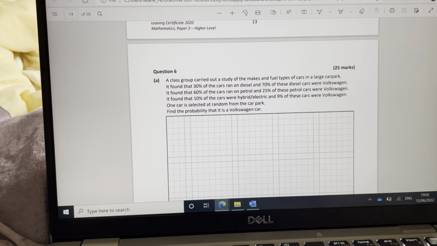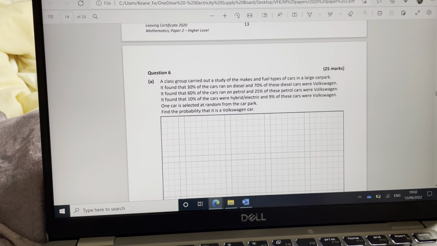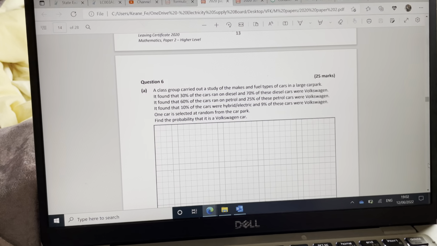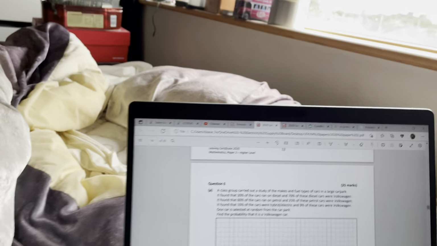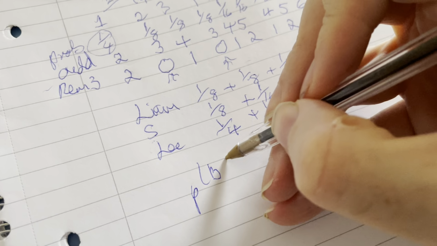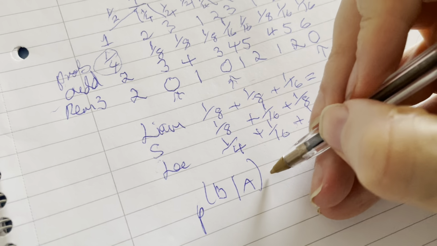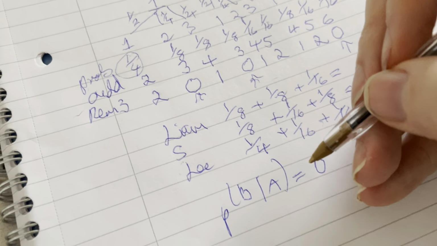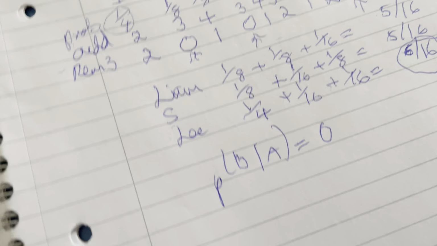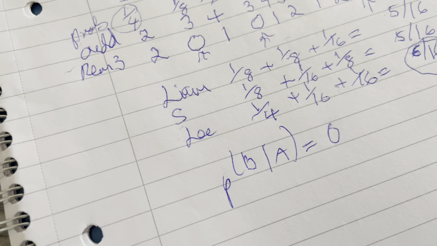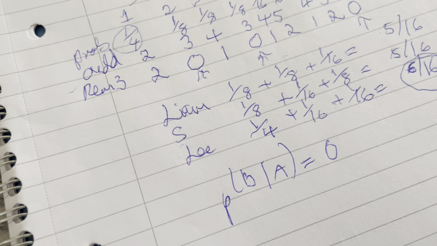Exclusive events, just in case that came up. Exclusive events are ones where the probability of B given A has happened, if A and B are exclusive, then that's 0. So in other words, there's no commonality, so they're exclusive. One only happens if the other hasn't happened, and vice versa. So that's just a particular case.